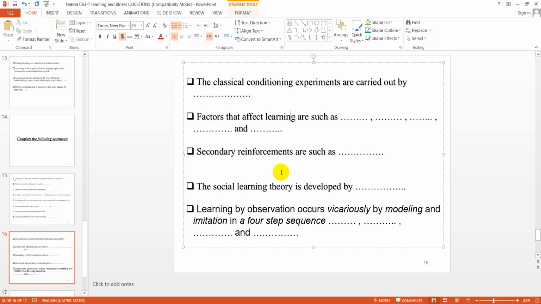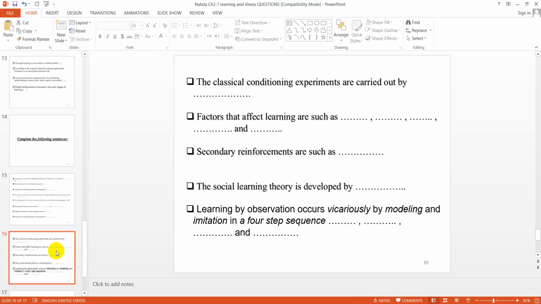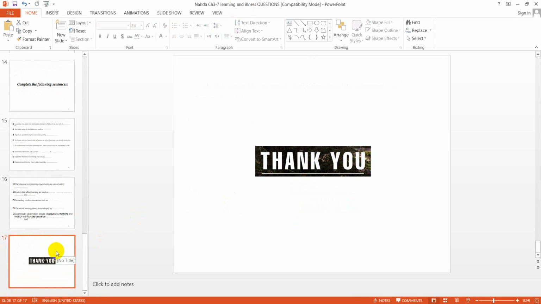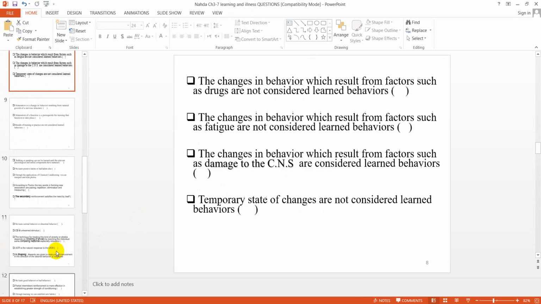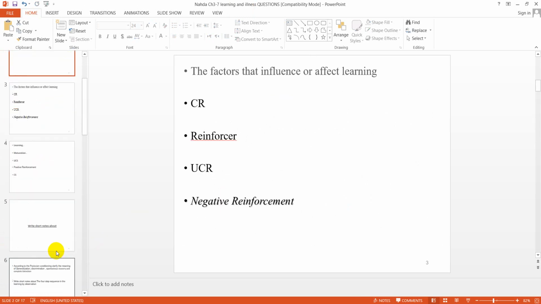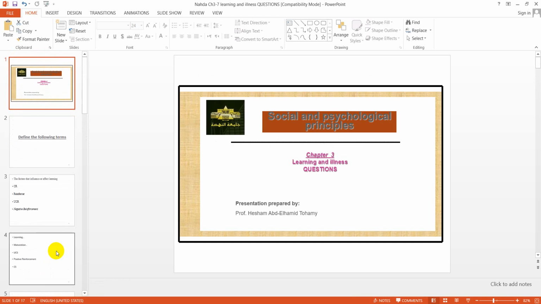learning by observation occurs vicariously by modeling and imitation in a four-step sequence. These four-step sequence are that's all about our questions. Now I will get back and try to answer each question with you.